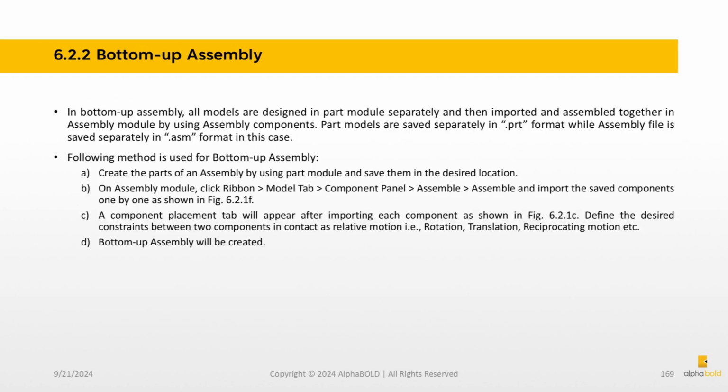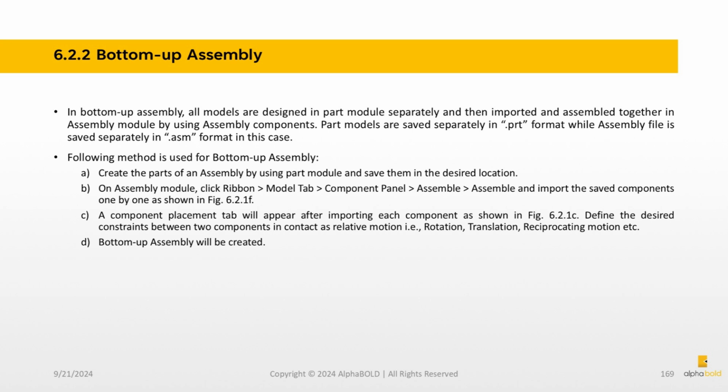Bottom-up assembly. All models are designed in part modules separately and then imported and assembled together in assembly module by using assembly components. Part models are saved separately in .prt format, while assembly file is saved separately in .asm format in this case. The following method is used for bottom-up assembly.